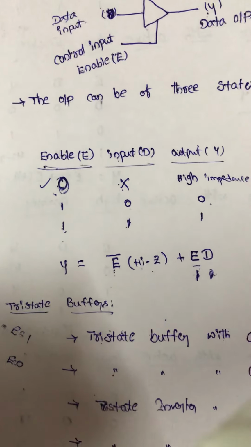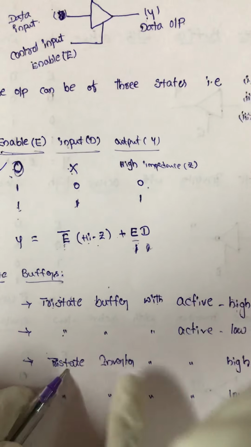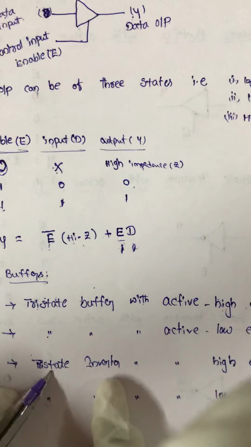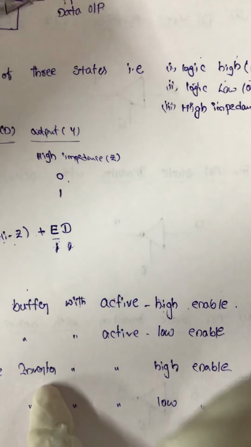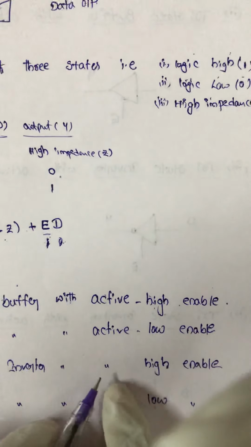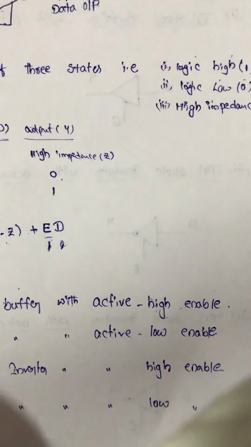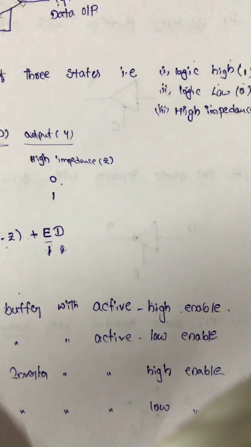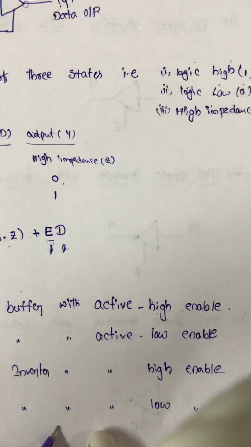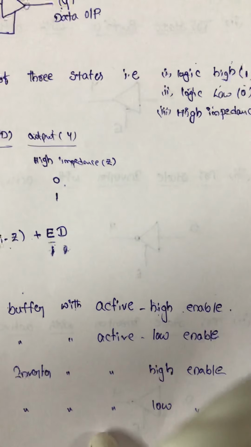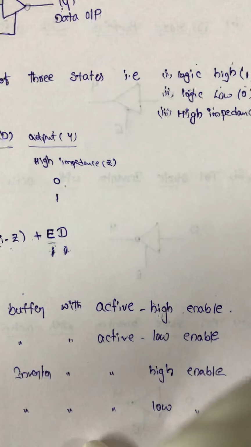These two are buffers. Coming to the third one, tri-state inverter. Tri-state inverter means we can represent the output by a bubble. Okay, so active high enable: here inverter and enable high. Third condition, tri-state inverter and active low, so E equals 0 condition.